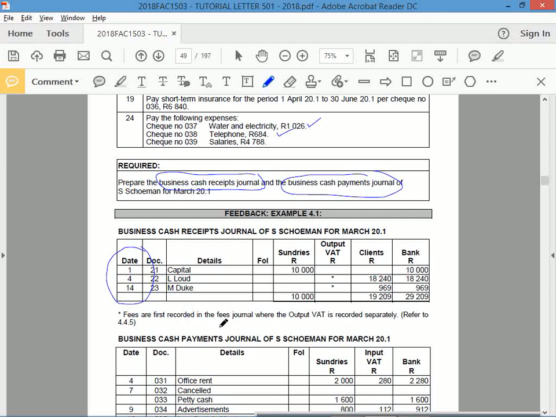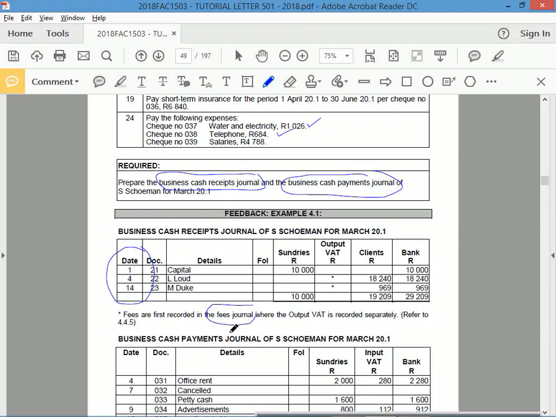Fees are first recorded in the fees journal. Oh, okay, so they're using a separate journal to record the fees and then to show the receipt of the cash. If they said that the fees were earned but not yet received, then you would show it in 2 journals, because then it'll be like a debtor. You show the sale and then you show the receipts. So here they're saying you show the fees and then you show the receipts.